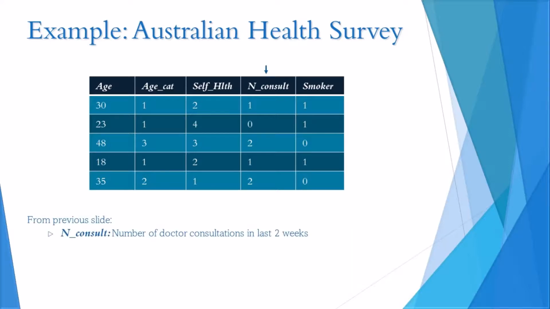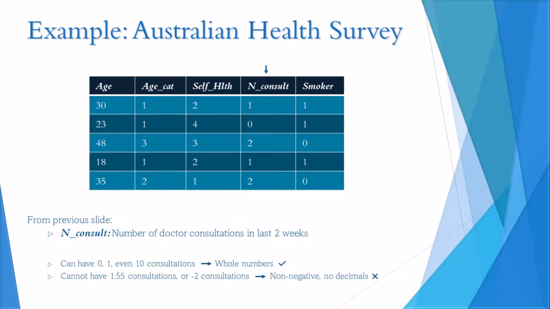Let's start with the number of consultations. Before we classify this variable, we need to consider the context. You might have had 0, 1, or even 10 consultations over the last 2 weeks, but you cannot have 1.55 consultations or -2 consultations. Therefore, we can safely say this is a discrete variable.